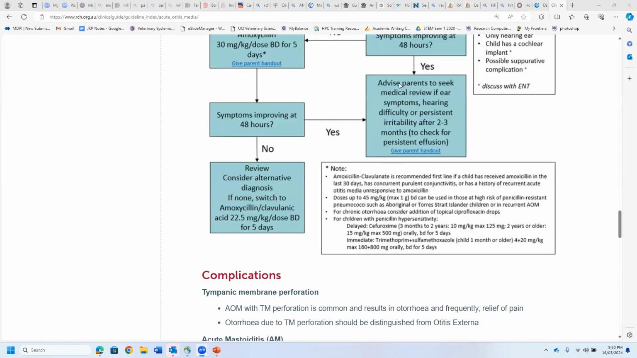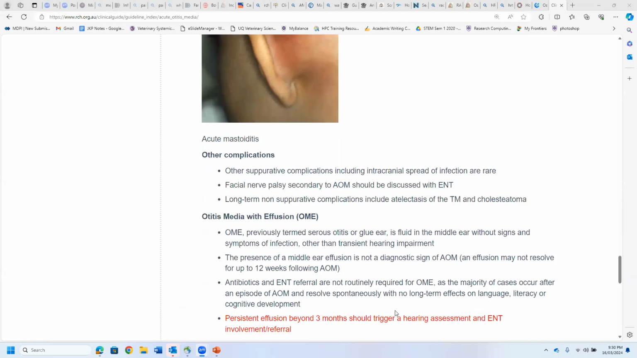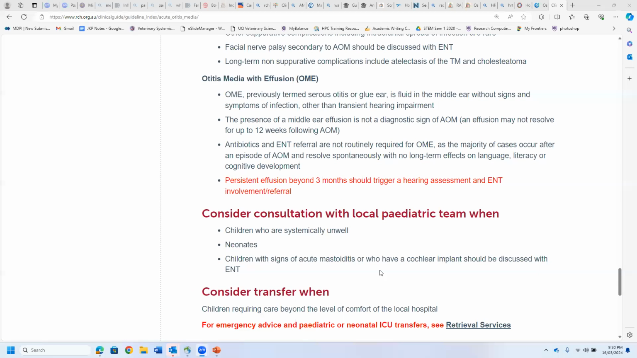So whenever we do that, we advise the parents to seek medical review, and we check the patient with otoscopy and pure tone audiometry, because they can have hearing loss. So very, very important, and can develop language problems because of that.